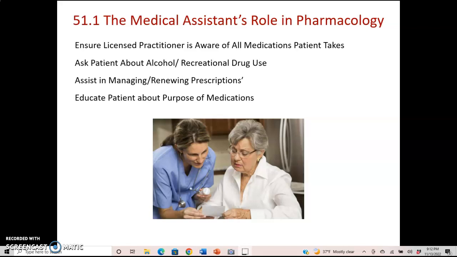You'd want to assist in managing and renewing medication prescriptions if your state allows. And you'd also want to educate the patient using guidelines provided by the provider about the purpose of the drug and how to take the drug for maximum effectiveness and minimum side effects.